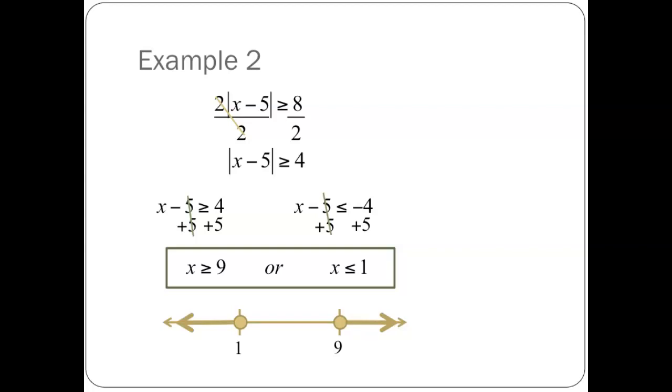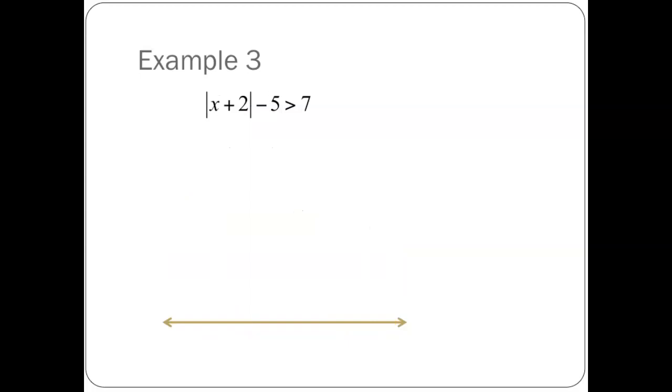All right, example 3. We have the absolute value of x plus 2 minus 5 is greater than 7. We're going to add 5 to both sides. That leaves me with the absolute value of x plus 2 is greater than 12. Now I can write my two inequalities. So the first one is just the same thing without the absolute values. So x plus 2 is greater than 12. And then the second inequality, this is going to be x plus 2, flip the inequality, is less than, make the right-hand side negative, negative 12.